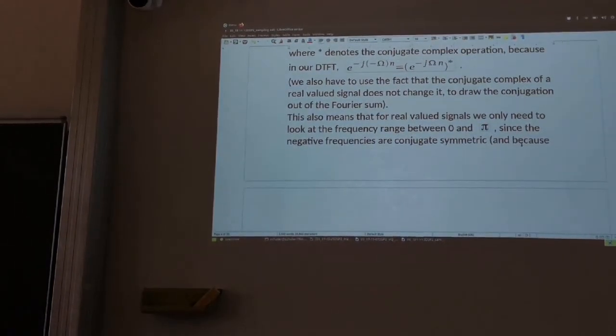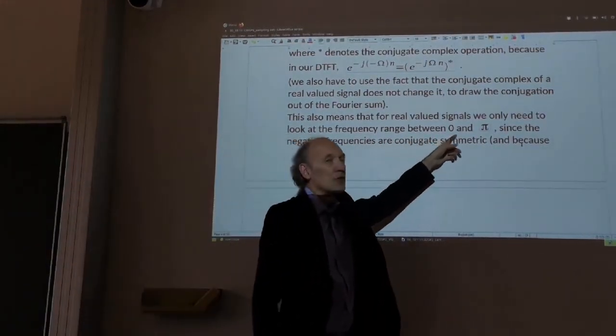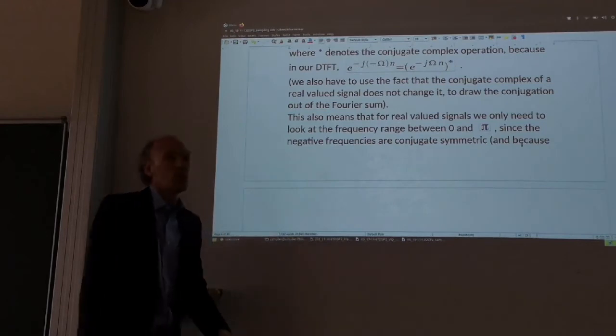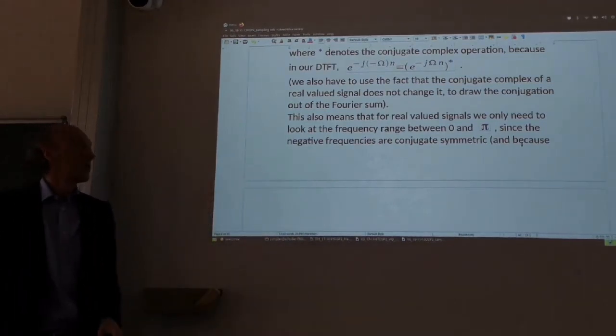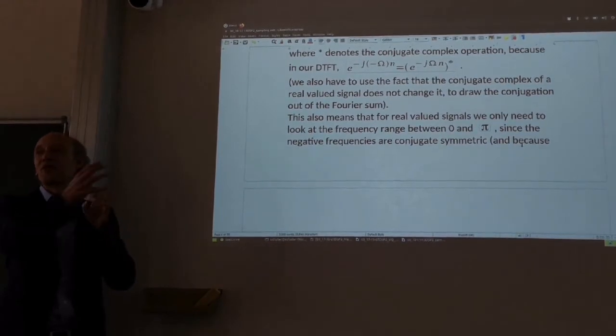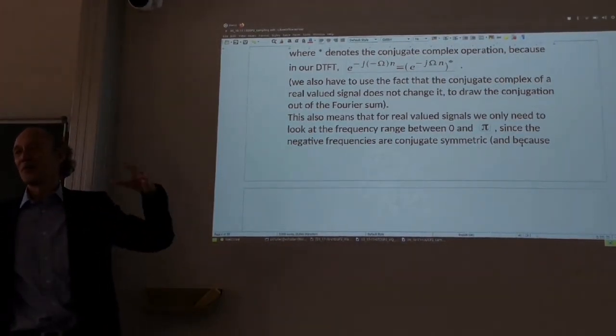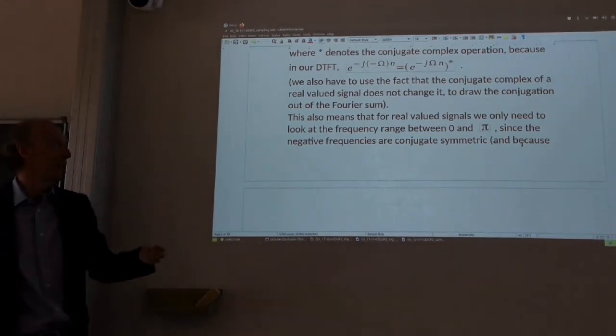So that means for real-valued signals, you only need to look at the frequency range between 0 and pi, the positive frequencies, because the range between pi and 2 pi is basically the negative frequencies from 0 to minus pi, and that's basically just the conjugate complex version.